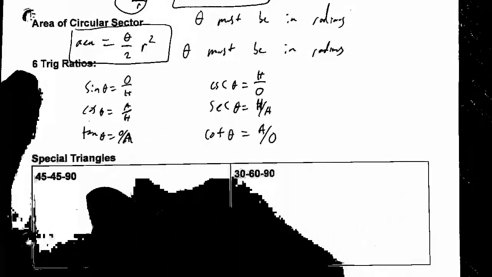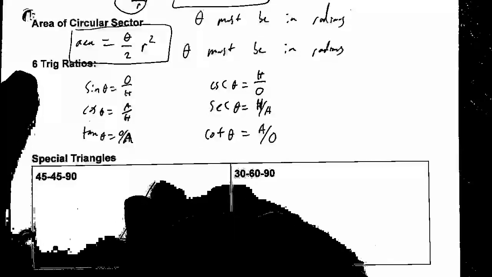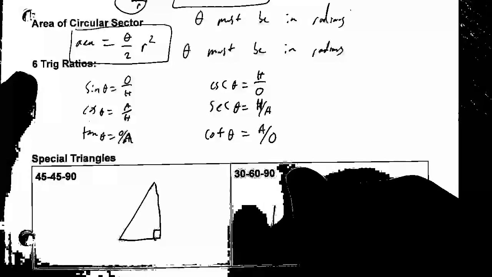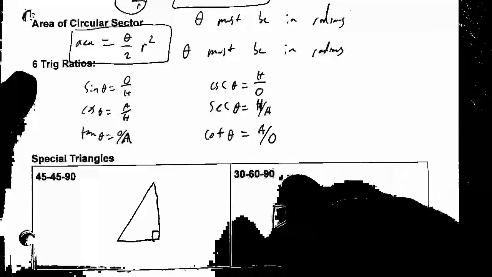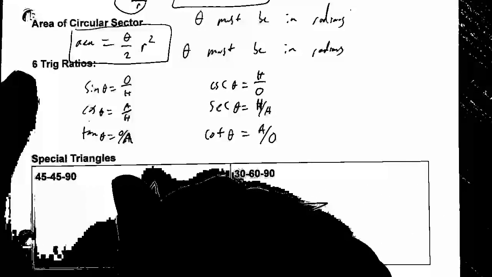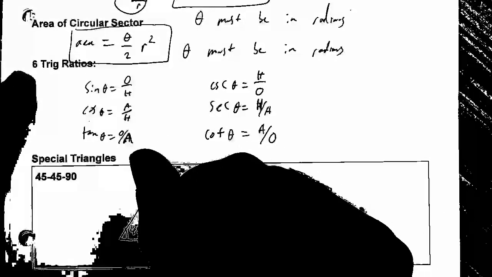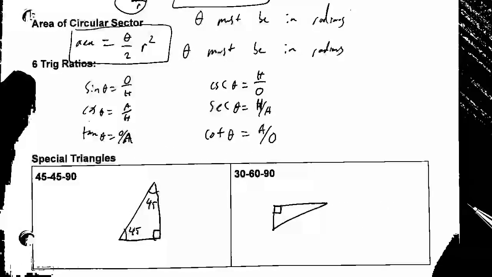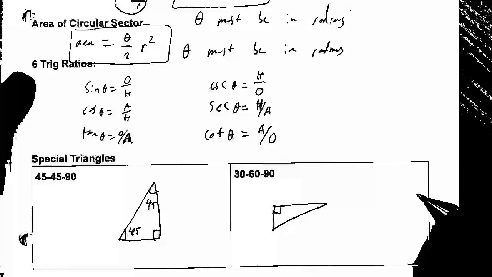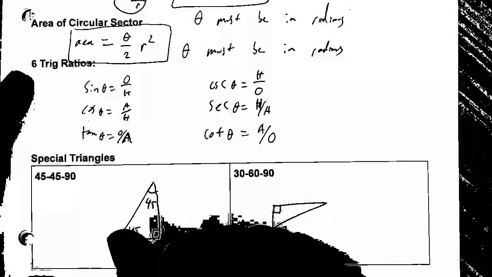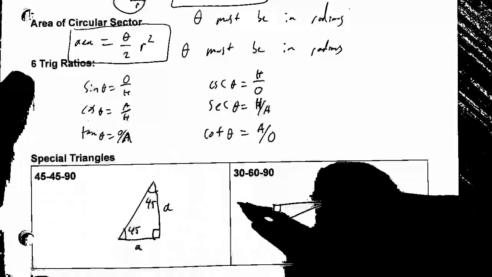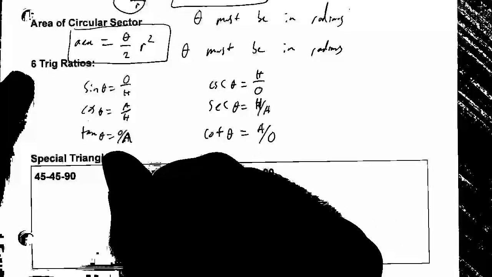We have some special triangles, and once you know the unit circle, I think these aren't as relevant, although the unit circle comes from these triangles, right? So if we have a 45, 45, 90 triangle, what are the ratios of the side lengths? These two side lengths are 1, or some a, and then the hypotenuse is root 2 a, right?